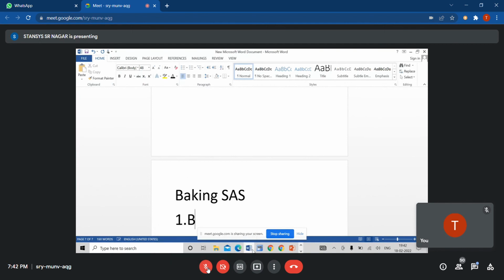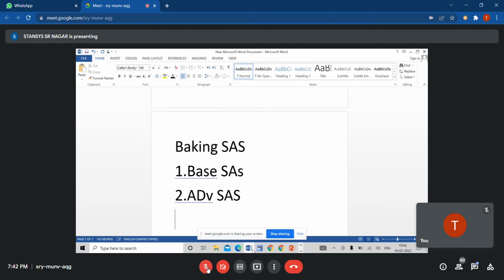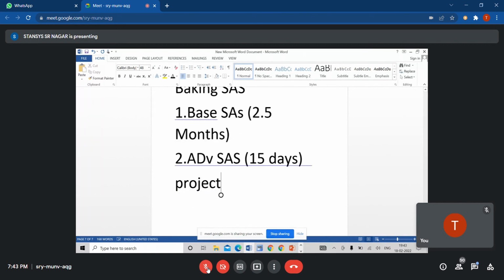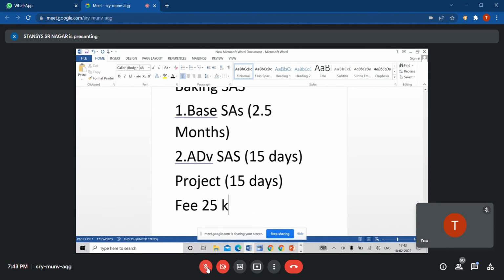The first one is base SAS, the second is advanced SAS, and the third is the project. Base SAS takes 2.5 months, advanced SAS is 15 days, and the project is 15 days. For banking students, the fee is 25K. That is banking SAS. Okay, guys, clear?